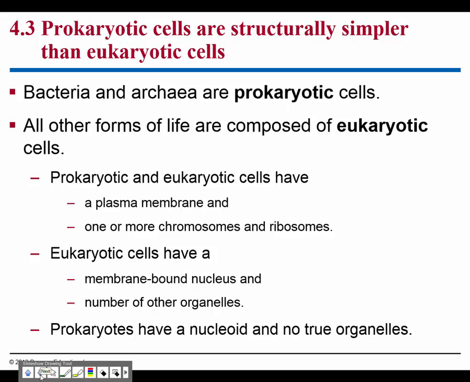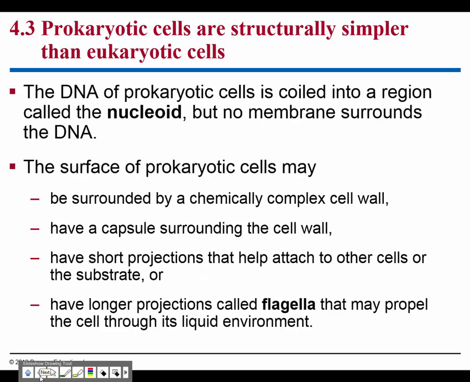So prokaryotes have a nucleoid but no true organelles. A nucleoid is not membrane-bound, but that's the DNA of prokaryotic organisms. And the surface of a prokaryotic cell may be surrounded by a chemically complex wall, which is one of the ways we use to identify it.